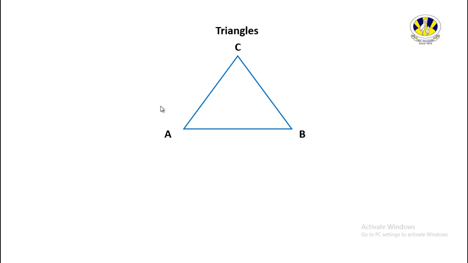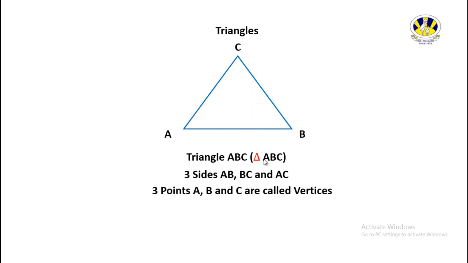Triangles. You can see a triangle ABC in the figure. We also use the triangle sign, which is marked red here, to denote a triangle. The triangle has 3 sides, AB, BC, and AC. The points A, B, and C are called vertices, and if we take one of them, we call it a vertex. There are 3 interior angles: angle BAC, angle ABC, and angle ACB.